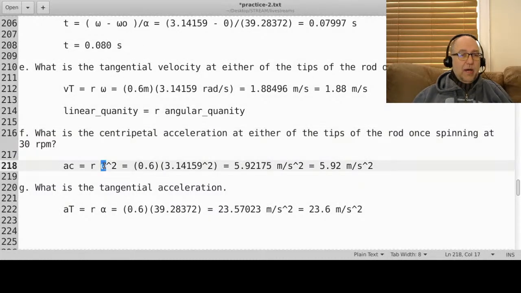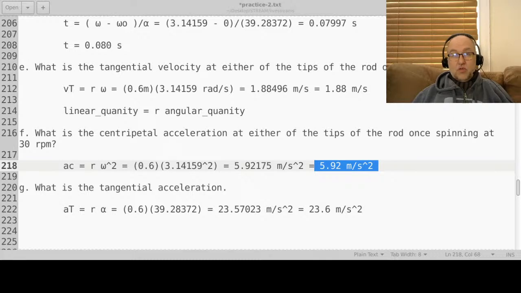It's also related to an angular quantity, but it's not the angular acceleration. It's related to the angular velocity, squared. So a_c is equal to r omega squared. We have r: the tip is 60 centimeters from the middle, or 0.6 meters. The angular velocity is the same as up here, in radians per second, but we have to square it this time. That works out to 5.92 meters per second squared, and that's your centripetal acceleration.